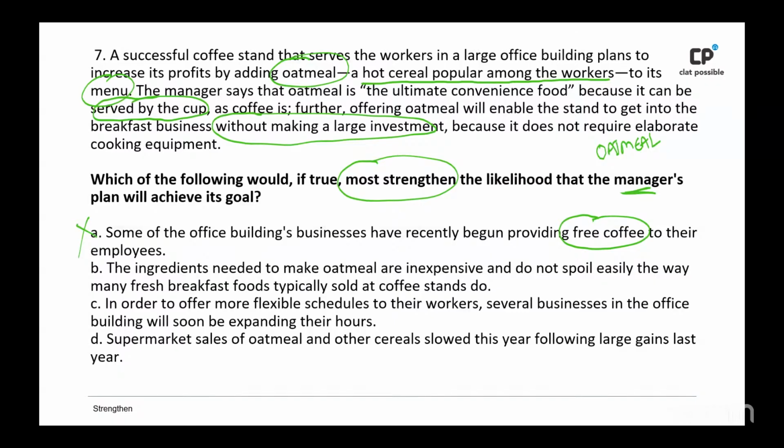B says the ingredients needed to make oatmeal are inexpensive. Okay, that takes care of the large investment part. It says inexpensive, not making a large investment. And they do not spoil easily, the way many breakfast foods typically sold at coffee stands do. Do not spoil easily, so this contributes to the convenience point, right?